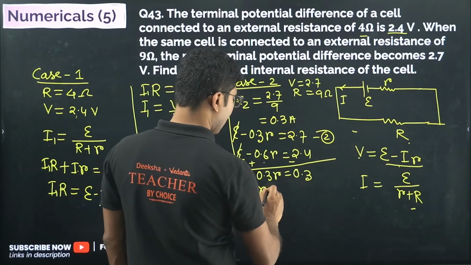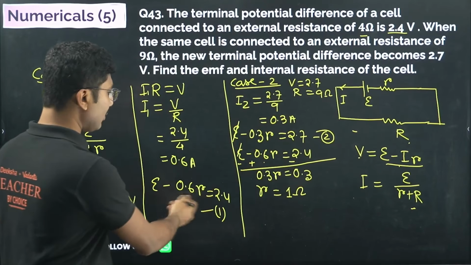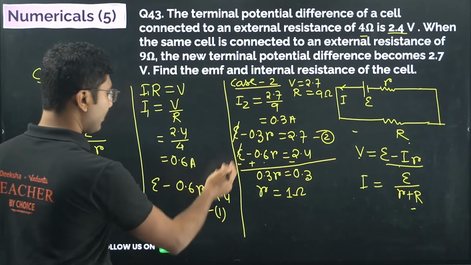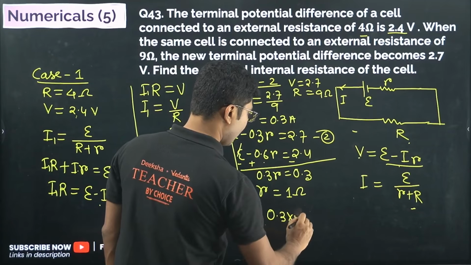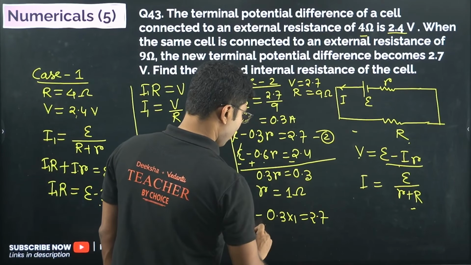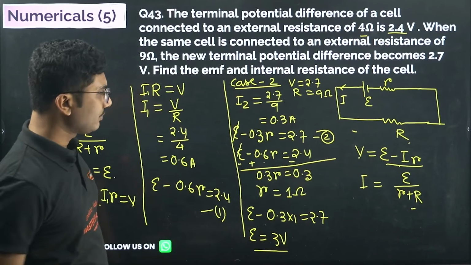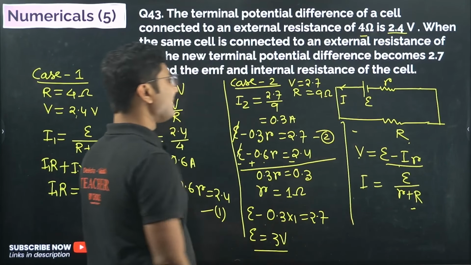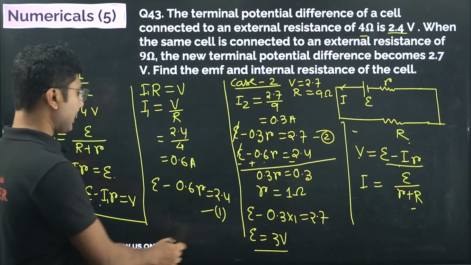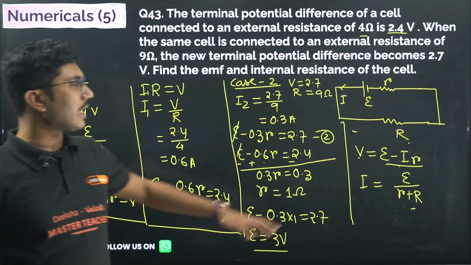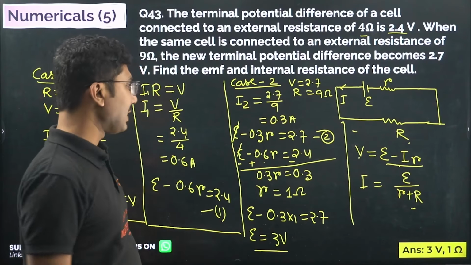So from here we get r equals 1 ohm. Now we just need to take that value and put it in any one of the equations. Let me use the second equation. We get epsilon minus 0.3 into 1 equals 2.7, or epsilon equals 3 volt. So an easy question. The only thing is the question is something uncommon, otherwise there is no complicated circuit diagram, no complicated calculation, everything is straightforward, starting from your simple cell equation. So 3 volt and 1 ohm is the correct answer.